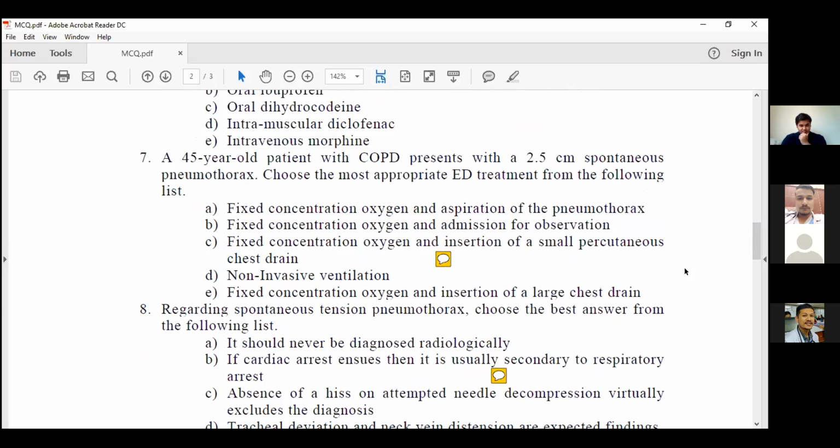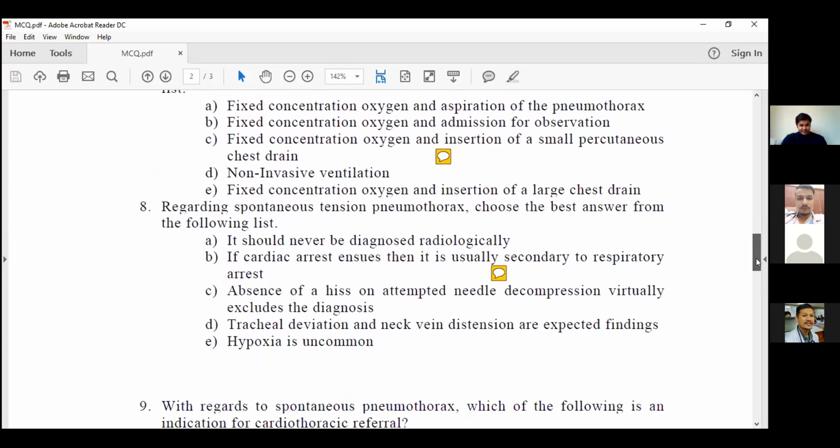A. 7A. No, the answer is fixed concentration oxygen and insertion of small chest drain. The size is 2.5 centimeters. And it is the case of a secondary pneumothorax. So, size chest 2.5 centimeters. So we proceed directly to the chest drain.